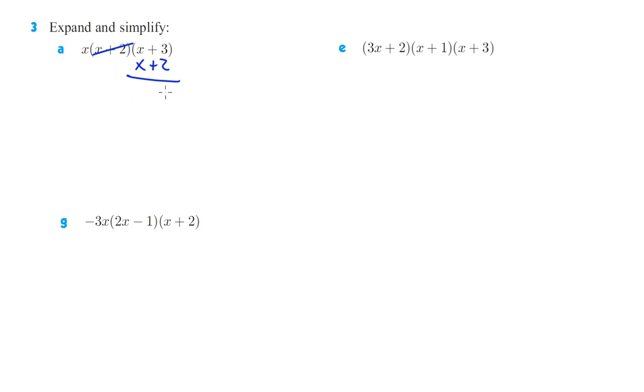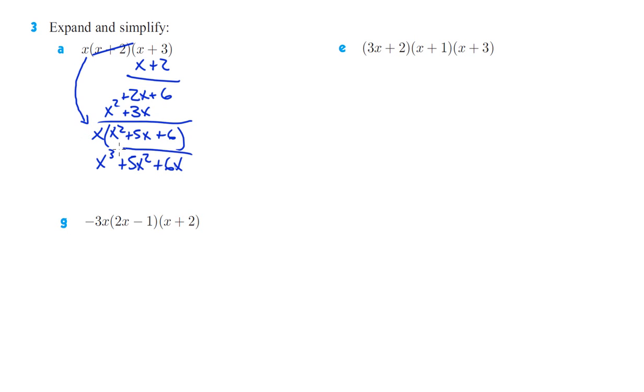Okay. 2 times 3 is 6. 2 times x is 2x. x times 3 is 3x. And then x times x is x squared. So we get a 6 here. 2x and 3x is positive 5x. And then we have an x squared. Now again, I can't forget about my x. I've got to bring that x down here. So really, it's this whole thing I just found times x. So now I just distribute the x through to all those, and x times x squared is x cubed. x times 5x is 5x squared, and x times 6 is 6x.